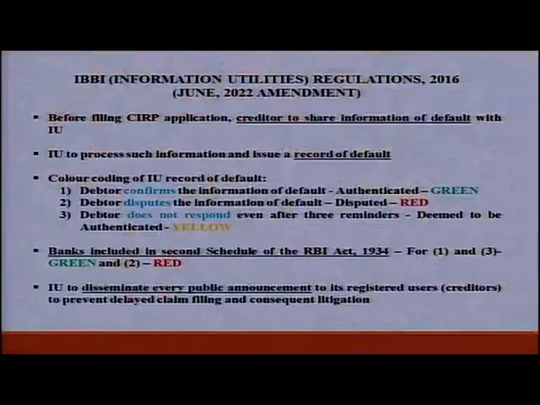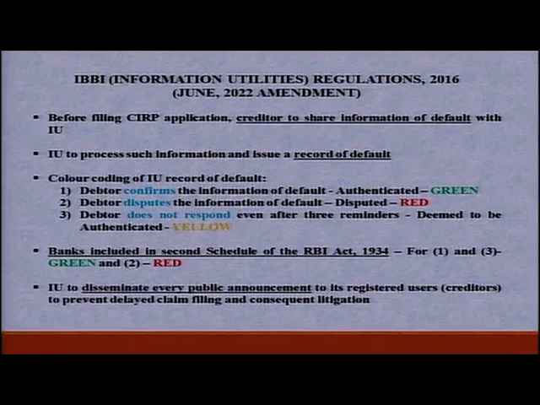Directly going to the regulations, recent amendments in the code. In June 2022, amendments were made in the information utility regulations, wherein it was provided that any creditor who wants to initiate the CIRP applications, like a financial creditor under Section 7 or an operational creditor under Section 9, has to file an information of default with the IU, that is information utility. What will this information utility do? It will process this information of default into the record of default.